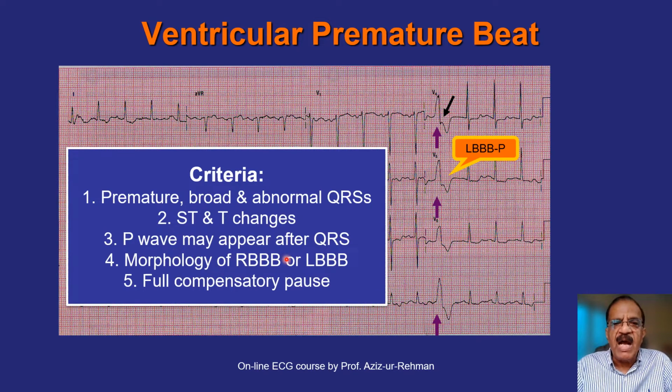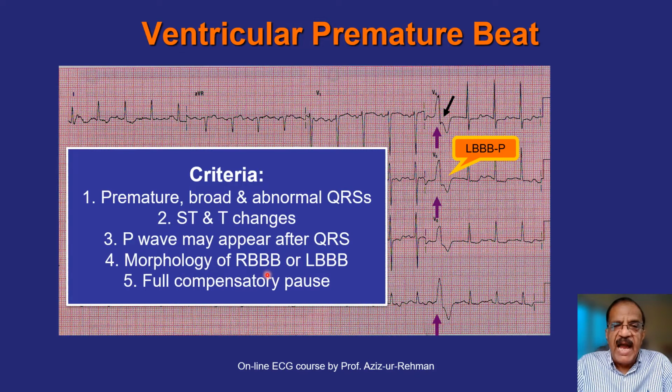P wave may appear after the QRS. Now this P wave appears after the QRS on the ECG. It has got nothing to do with this QRS. This QRS is of ventricular origin; this P wave is of atrial origin. It just happened to follow the QRS complex because this was its expected time. The ventricular premature beat came earlier. So that is why the P wave actually followed the QRS complex. This is not a retrogradely conducted P wave. That concept I will explain sometime later. But this is actually a normal sinus beat that happened to follow the QRS complex because the QRS complex came earlier.